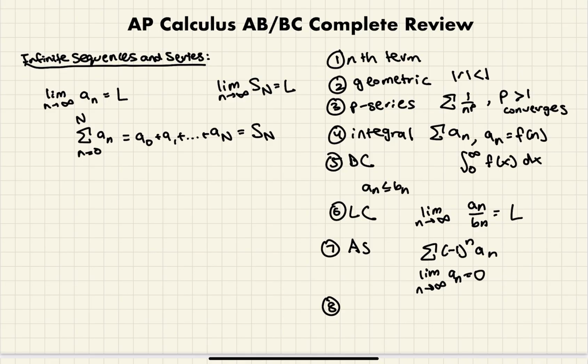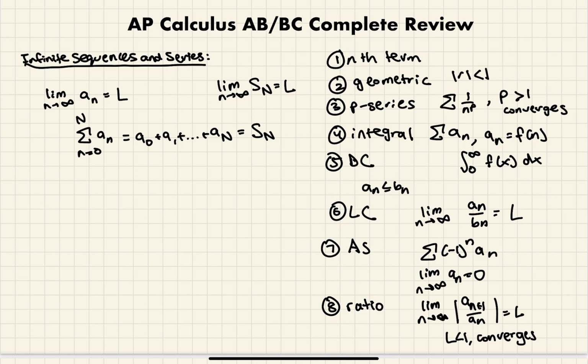And the last test is the ratio test, in which the limit as n approaches infinity of the absolute value of a n plus 1 over a n. So the next term over the current term, if that's equal to L, if L is less than 1, then it converges. So you want L to be less than 1.